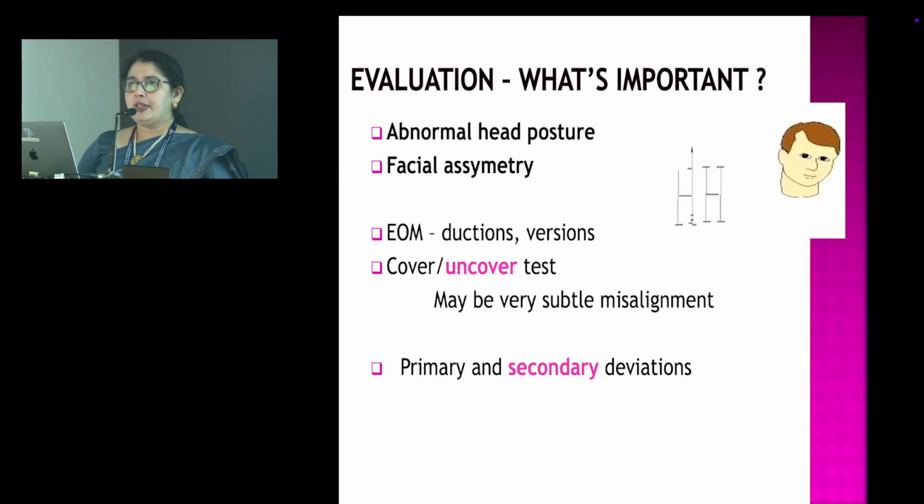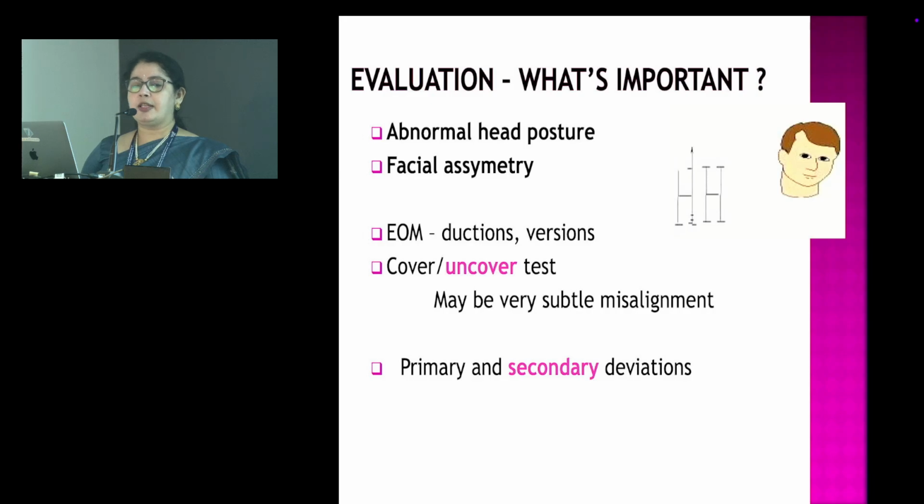Now, in evaluation, everything for squint has to be evaluated. The important points could be abnormal head posture, facial asymmetry, all pointing towards an earlier onset. Extraocular movements, ductions, versions, definitely, because the movement defect can be very, very subtle.